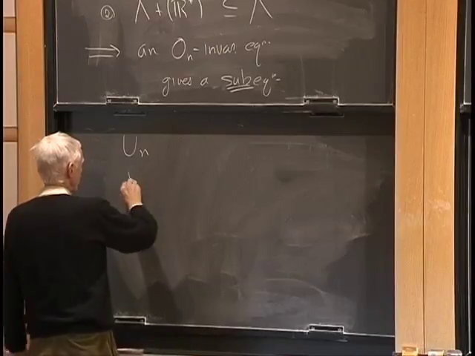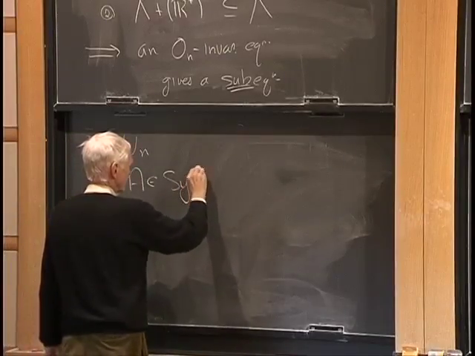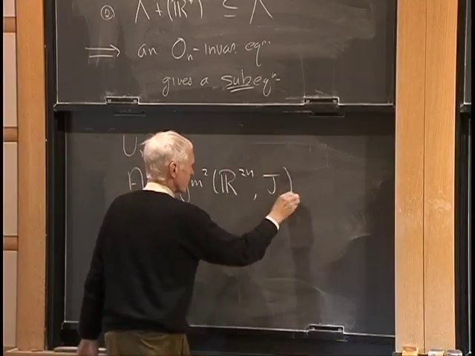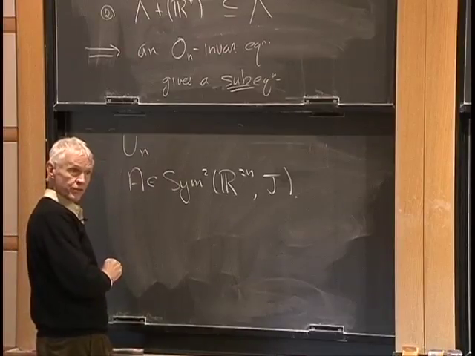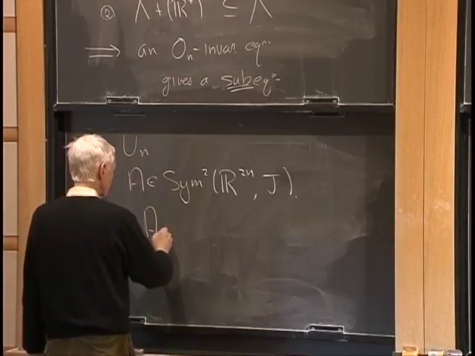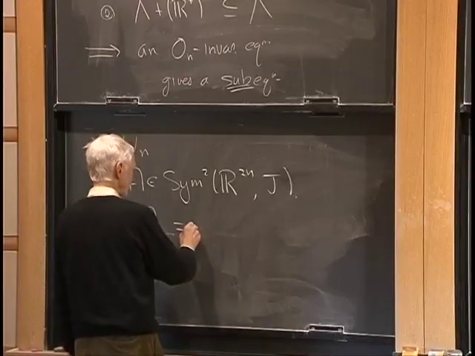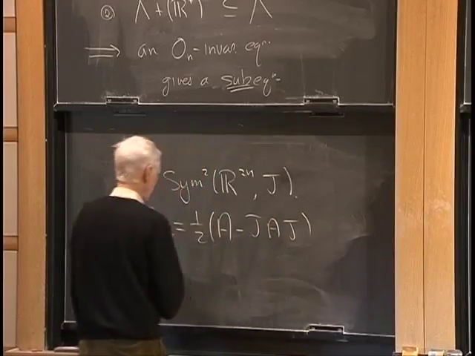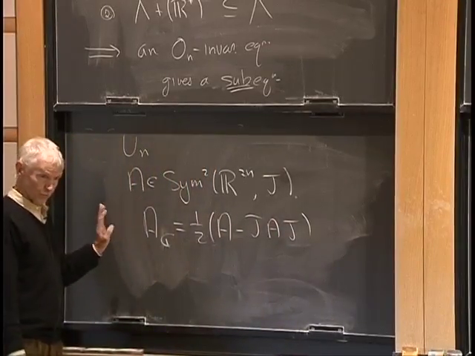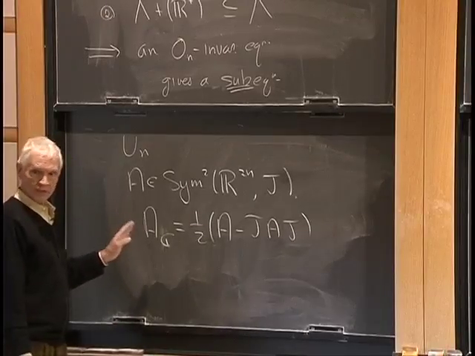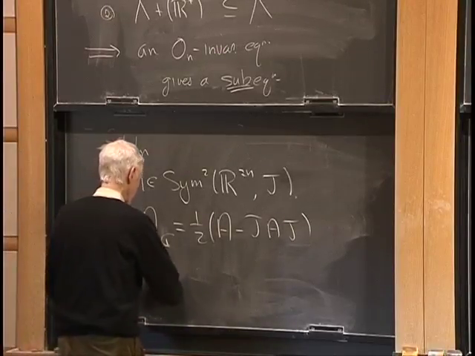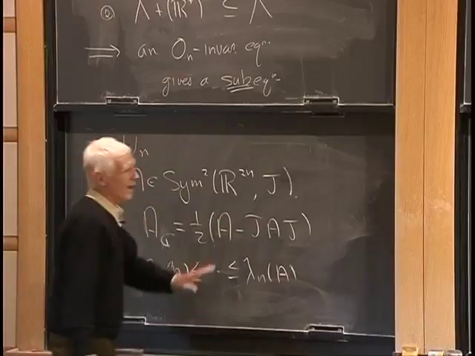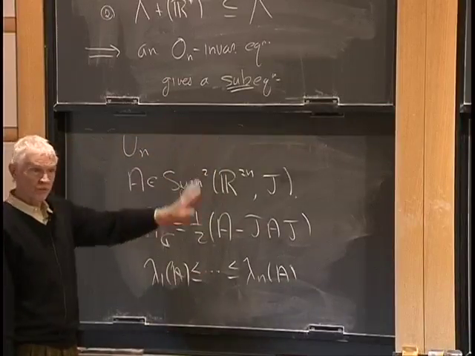So if A is in Sym²(R^2n), where I'm thinking of this as complex n-space, where multiplication by i is given by this endomorphism J, then the Hermitian symmetric part that I referred to before is 1/2 (A minus JAJ). And this now is a Hermitian symmetric matrix. It has real eigenvalues. The eigenspaces are complex lines. And it has eigenvalues lambda 1 less than or equal to lambda n. And everything that I've said about the real ones applies to these.